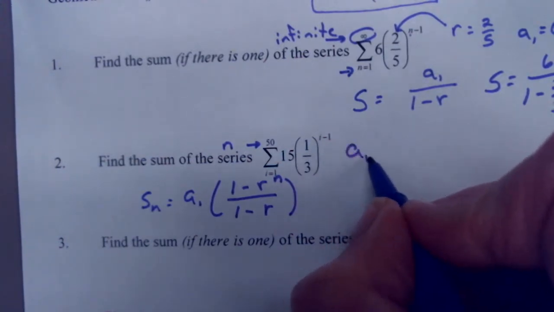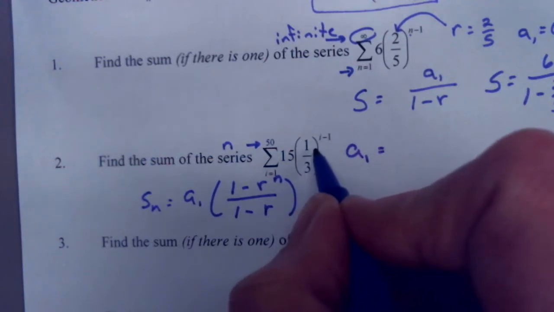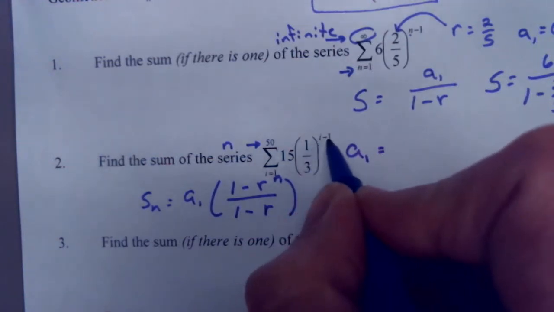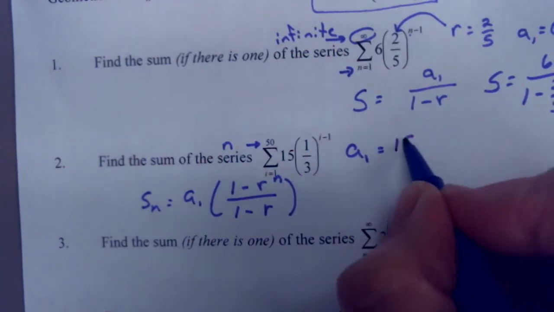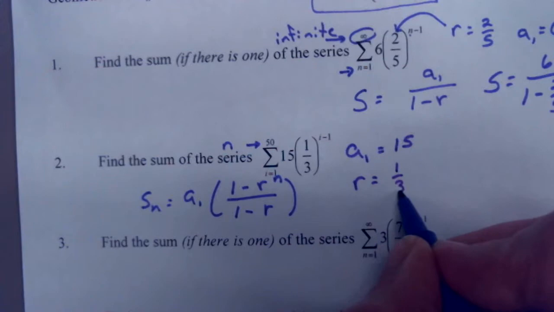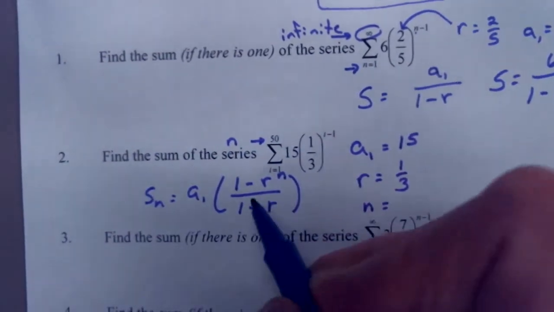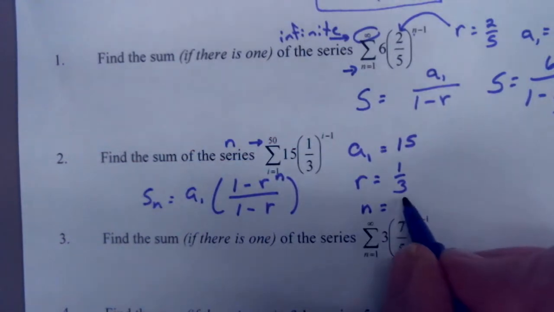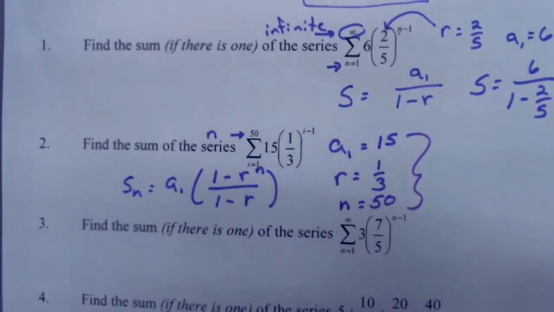So first term, i starts at 1, put in 1. 1 minus 1 is 0, 1/3 to the 0 power is 1. So a sub 1 is just 15. R is the part raised to the exponent, so that's 1/3. And n, that's the number of terms we're adding together. Since it starts at 1 and goes up to 50, that's 50 terms. All these need to be put in the formula.